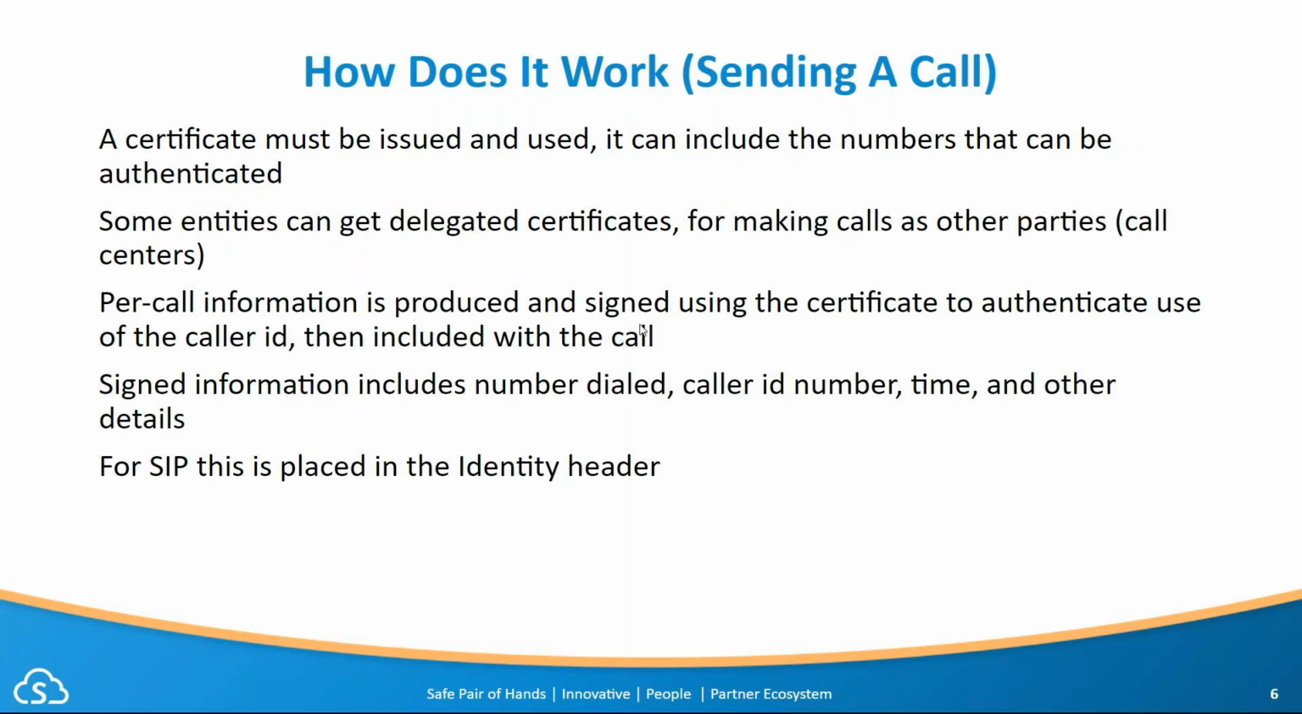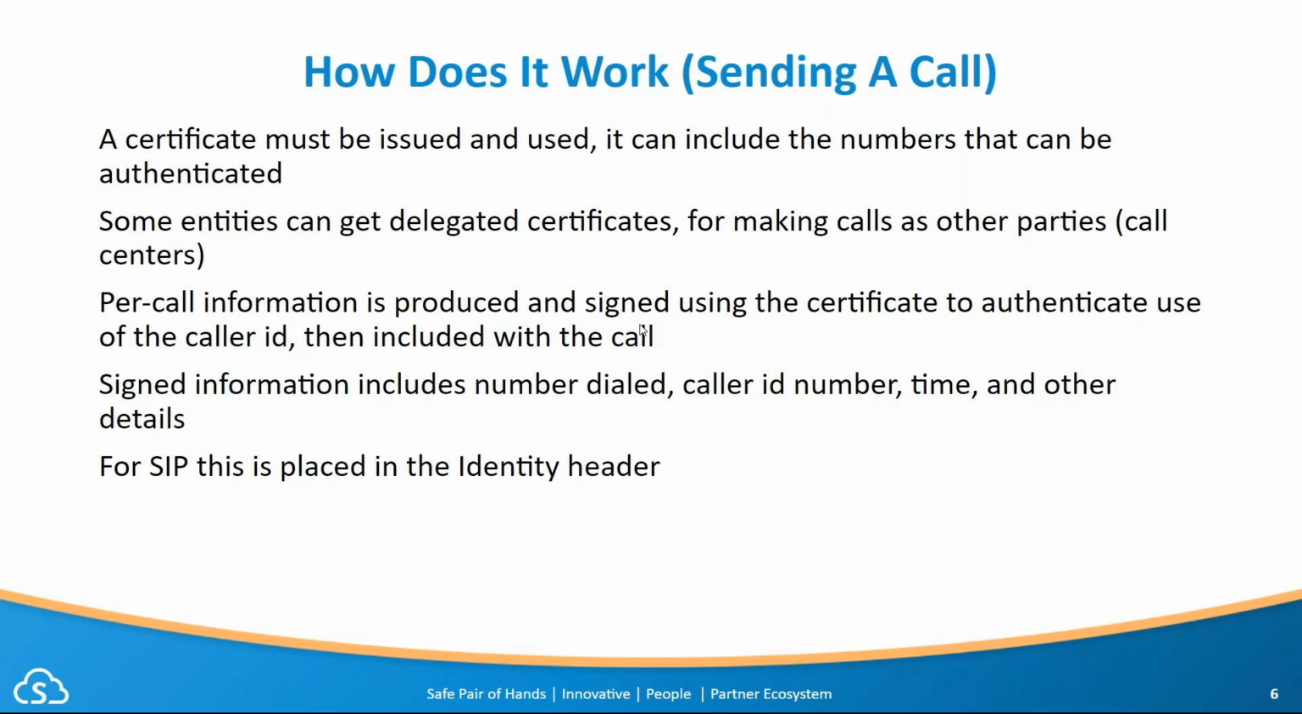So how does Stir Shaken work? A certificate must be issued and used. This can include numbers that can be authenticated, i.e. numbers that you are able to send as your caller ID. As well, some entities can get delegated certificates. These are for cases like call centers that are making calls on behalf of other parties. And when you send a call, there is per-call information which is produced and signed using the certificate that authenticates your use of the caller ID.